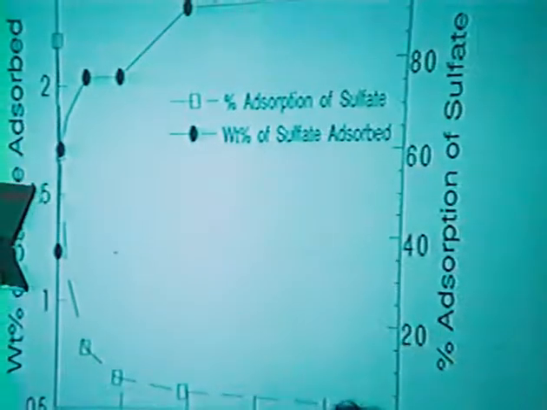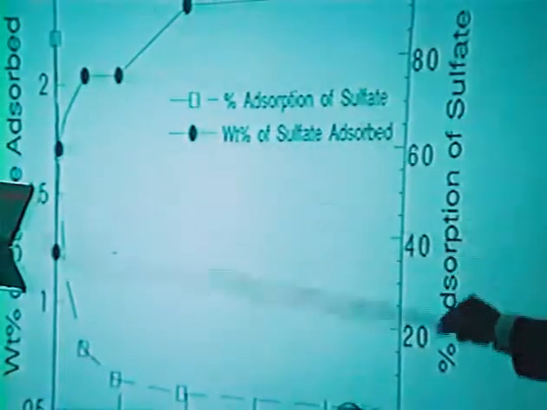This figure shows the adsorption of sulfate on the calcined zirconia, which is calcined at 400 degrees, and the same thing happens for this zirconia sample also. As the concentration of sulfate increases, the sulfate adsorption increases, but it almost saturates.